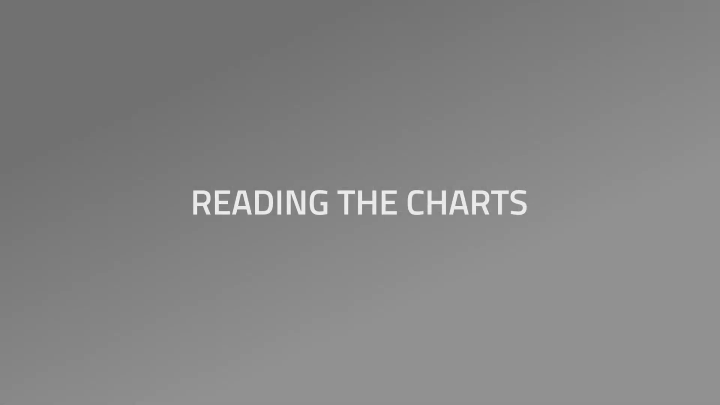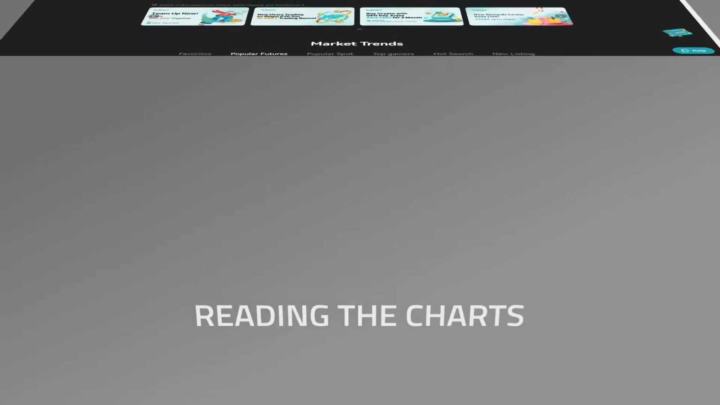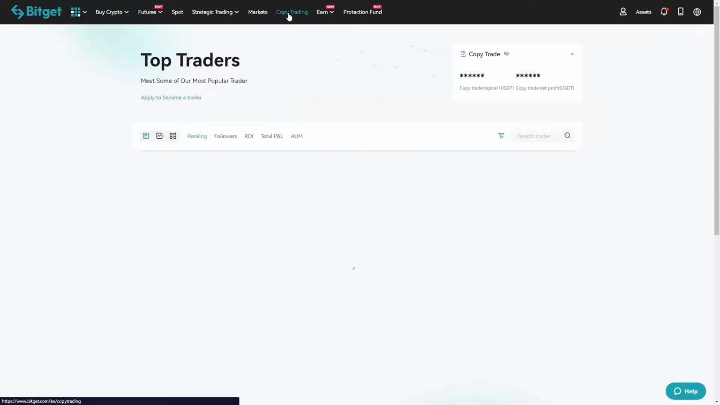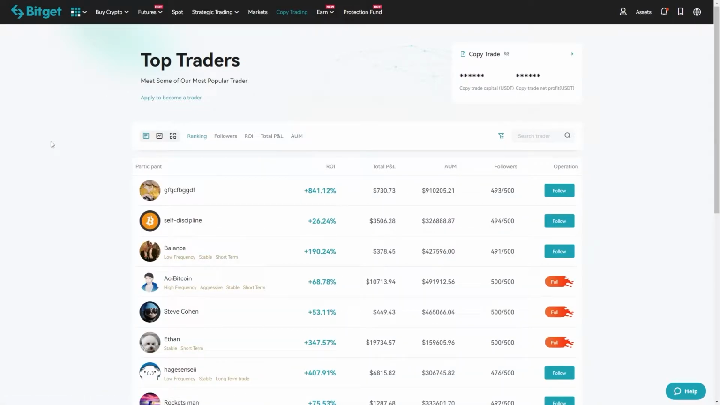First of all, it is important that you actually get all the available details from Bitget's copy trading charts. When you click on copy trading, the view you get is the most basic one, showing traders sorted by ranking, in other words, popularity. In this view, you can see the name of the trader, the ROI, total P&L, AUM, number of followers, and slot availability. Now, let's go one by one and see what these numbers are telling you.